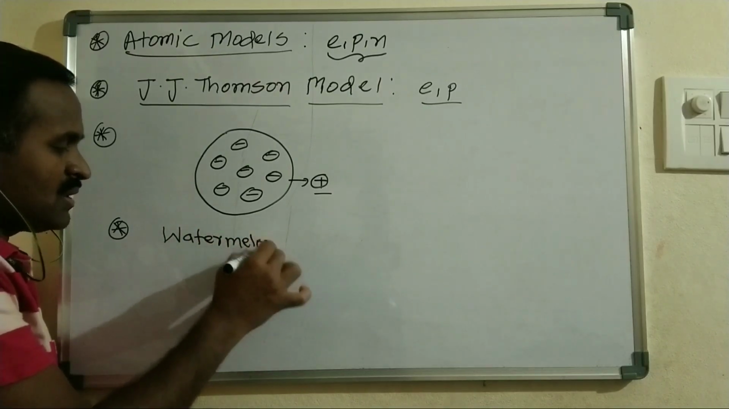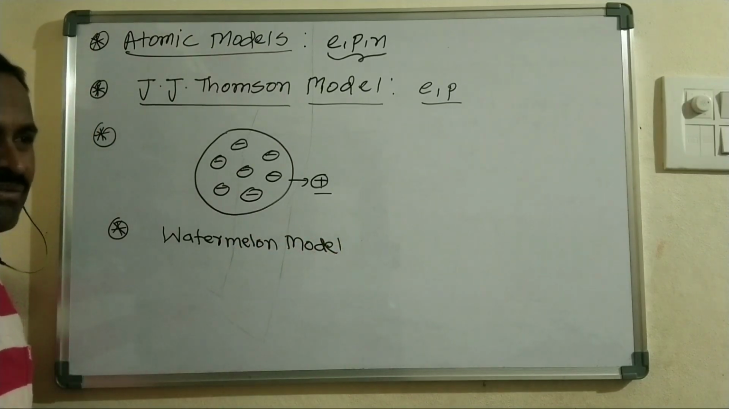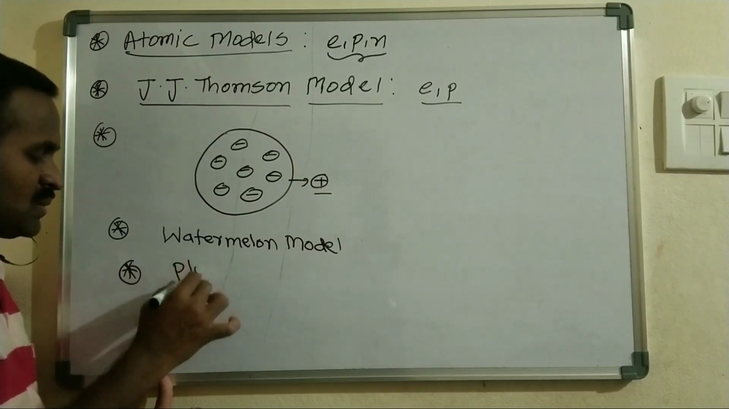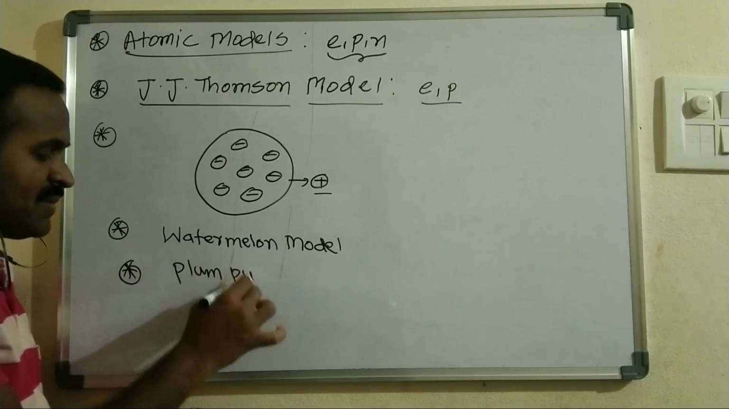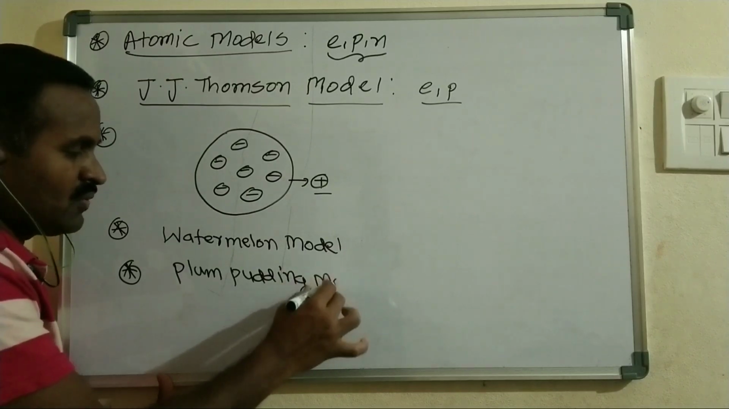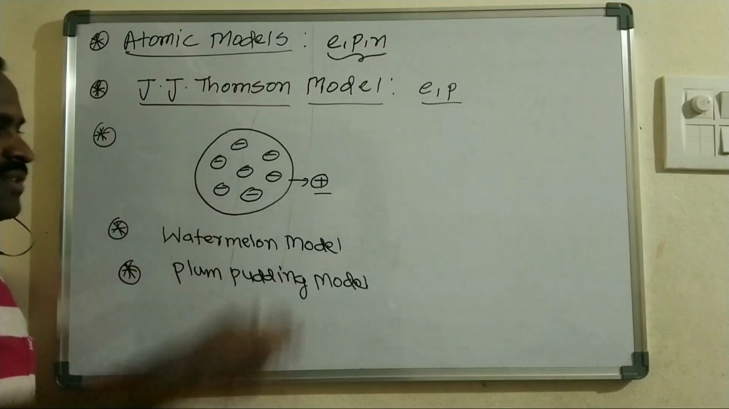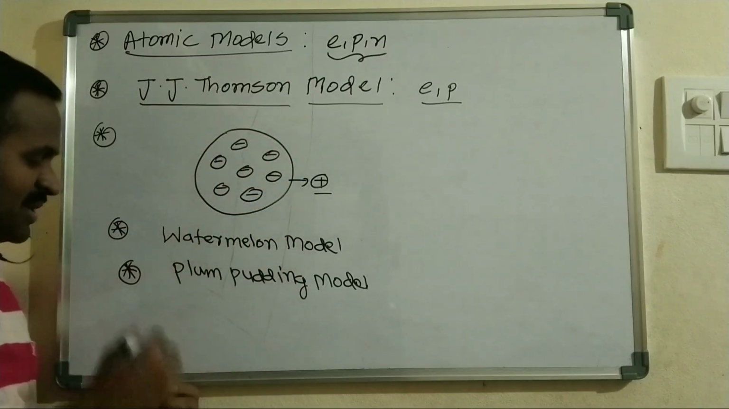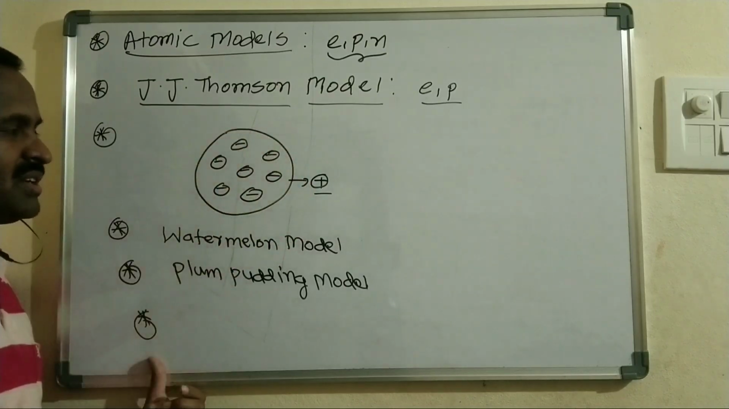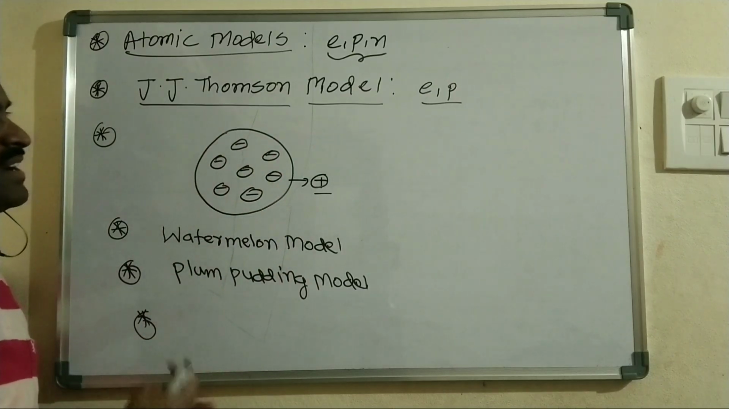So the Thomson model is also called the watermelon model of an atom, or the plum pudding model of an atom. The whole mass of this particular atom is uniformly distributed throughout this spherical shape, right? So that is simply the J.J. Thomson atomic model.